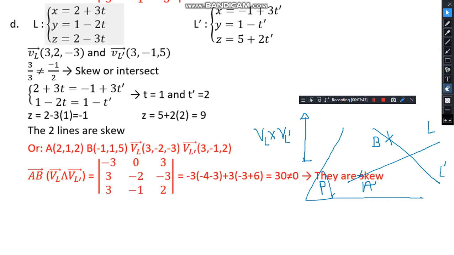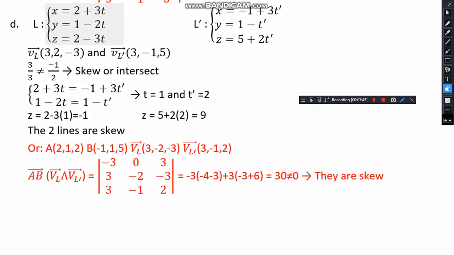Now we're going to continue with the second example. Here you can see that 3 over 3 and -1 over 2 are different, so they are skew or intersect. With method 1, using the first two equations, you can see t is 1 and t prime is 2. If you replace t by 1, you get z is -1. If you replace t prime by 2, you get another z. So they don't intersect, they are skew. Or you do the method we talked about: if it's not 0, it means they are skew.